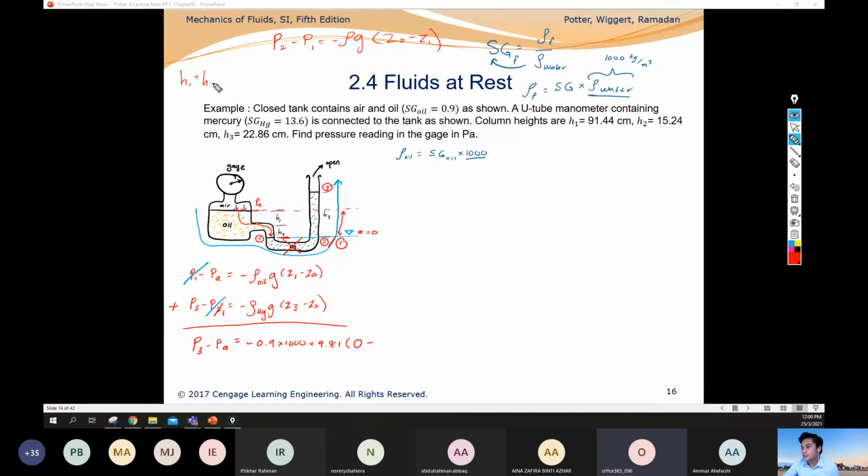H1 plus H2 equal to? What's the value? 1.0668. Meter or centimeter? Meter. Yes, you need to give your answer in meter. Why? Meter is the SI unit.